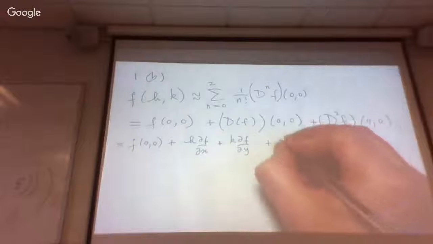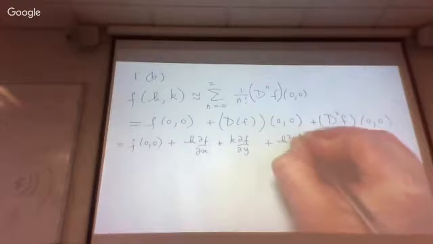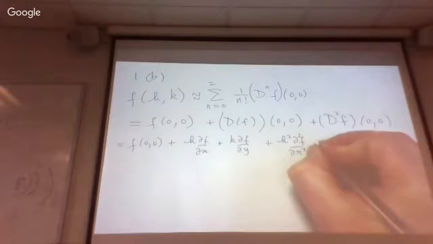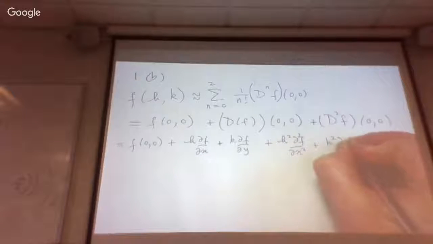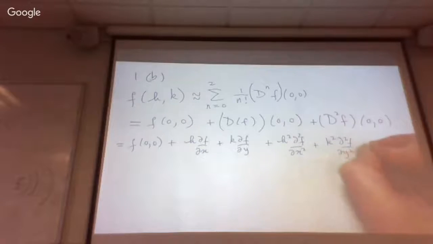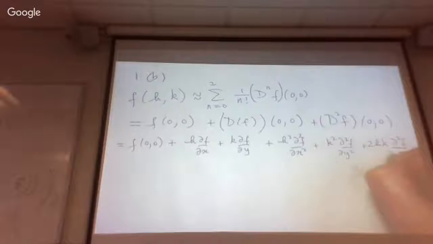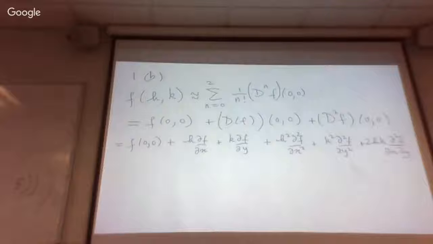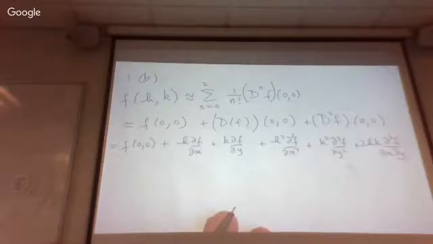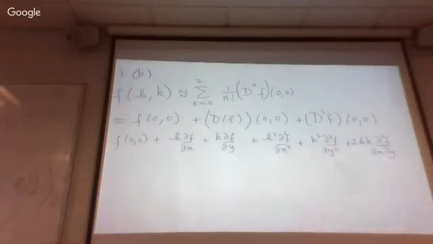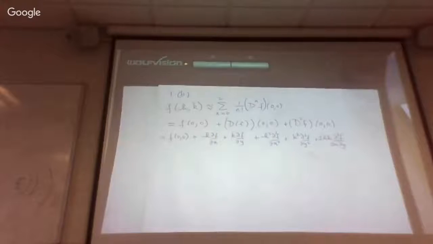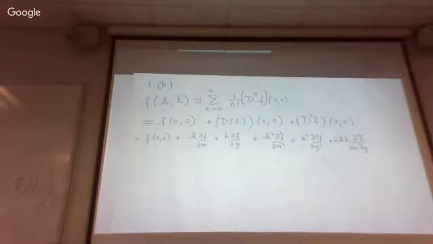D squared f will give us h squared d2f dx squared plus k squared d2f dy squared plus 2 times hk times d2f dx dy. Now you maybe have memorized that, you maybe know that that's what the operator d squared looks like. If not, that would be a side calculation that you would do to generate that.